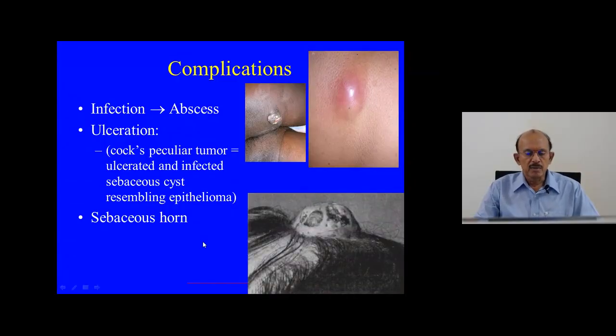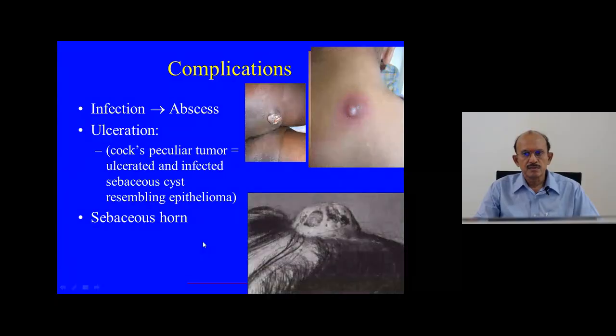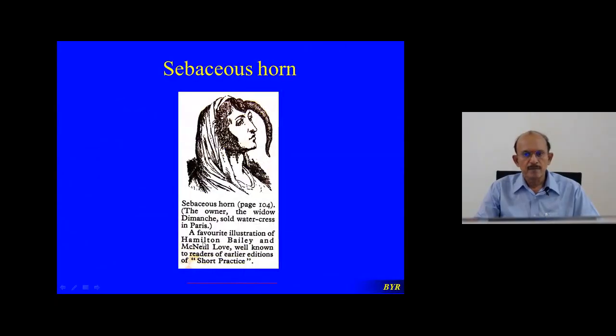Occasionally, the sebaceous cyst may complicate as sebaceous horn. This is sebaceous horn. All the readers of Bailey and Love's textbook of surgery are very familiar with this image because this is the favorite photograph of Hamilton Bailey. So from their early editions onwards, they are printing this on their front page.